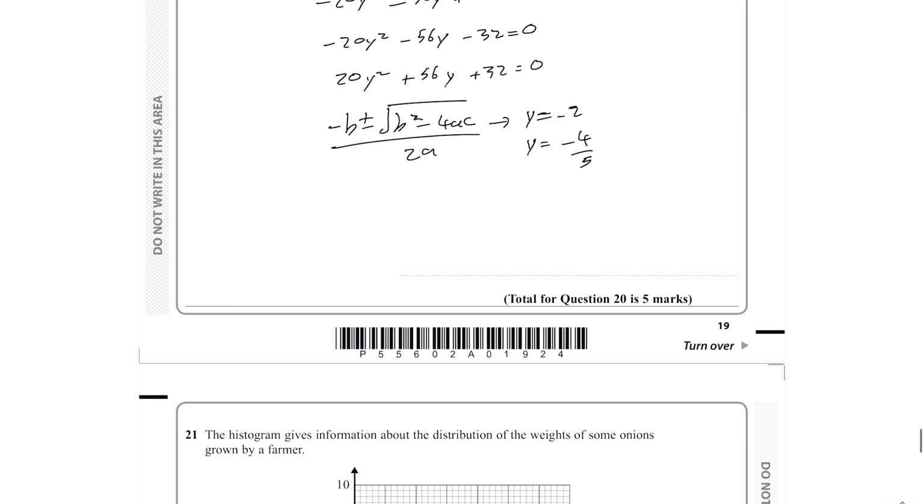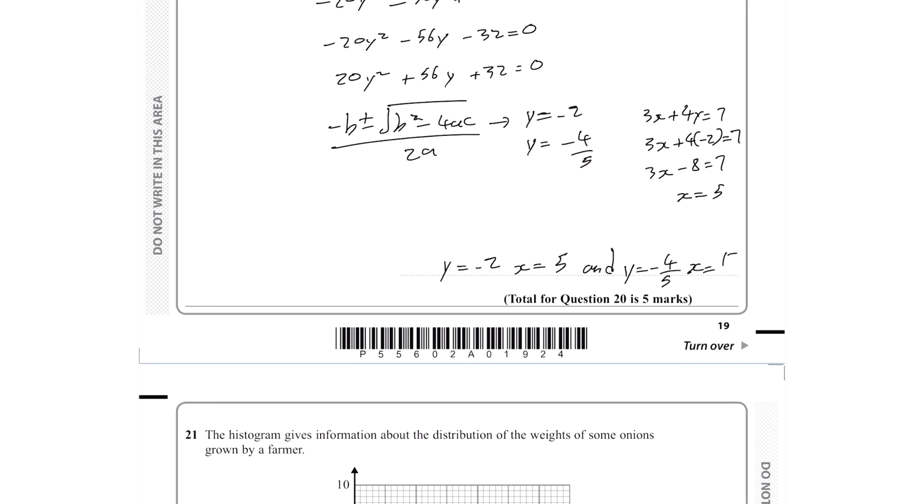So just to quickly show you one of them, if you were working with 3x plus 4y is equal to 7. If I sub into here the minus 2, so we have 3x plus 4 times minus 2 is equal to 7. I can add 8 to each side, and you end up with x is equal to 5. So we have y is equal to minus 2, x is equal to 5, and we have y is equal to minus 4 over 5, and x is equal to 17 over 5.